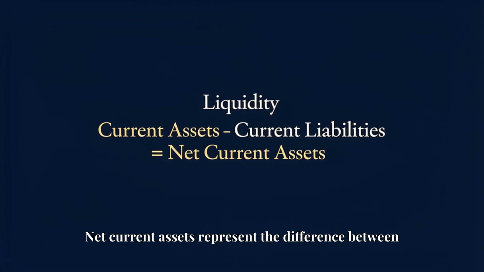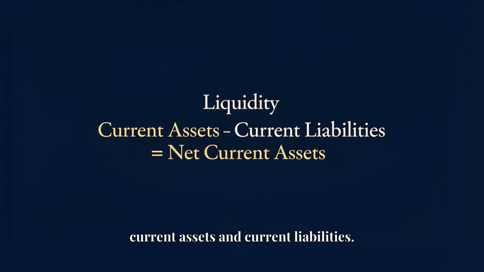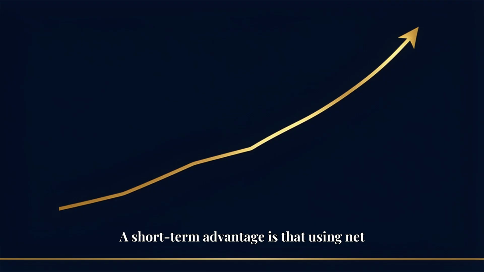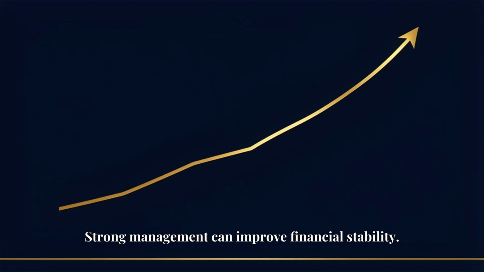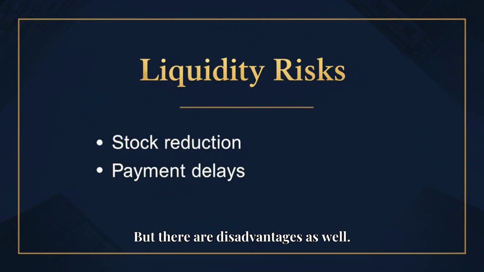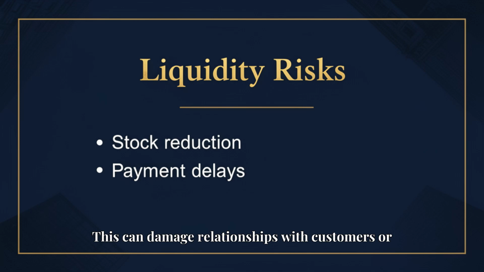Net current assets represent the difference between current assets and current liabilities. In simple terms, they show liquidity available for day-to-day operations. A short-term advantage is that using net current assets can improve cash flow and help the business fund immediate operational needs. Strong management can improve financial stability. But there are disadvantages as well. The business may need to reduce stock levels, tighten credit given to customers, or delay payments. This can damage relationships with customers or suppliers.